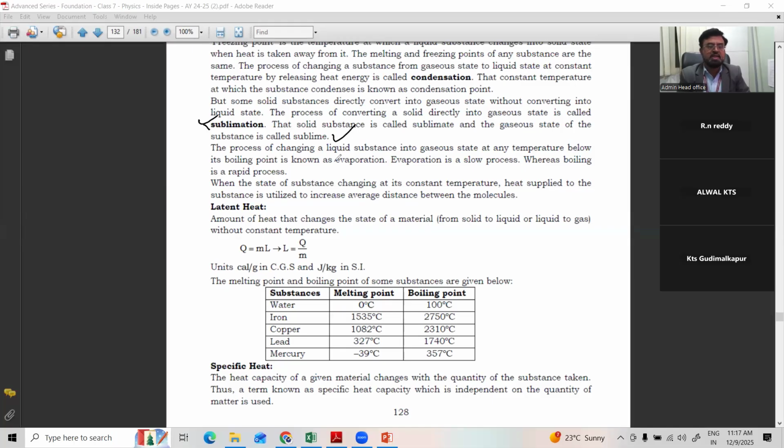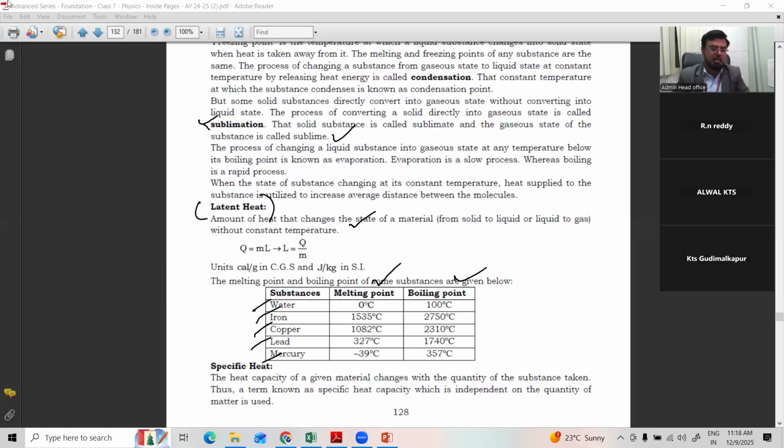The process of changing a liquid substance into gas state at any temperature below its boiling point is known as evaporation. Some terms will come here. So what is the melting point? What is the boiling point of water, iron, copper, lead, mercury? All are given. Right. So one more word comes here, latent heat. The amount of heat that changes the state of matter from solid to liquid or liquid to gas without change in temperature is called latent heat.